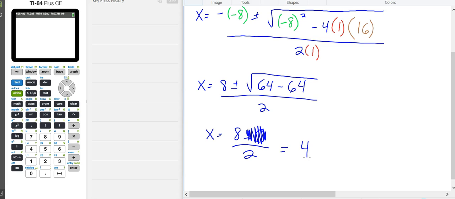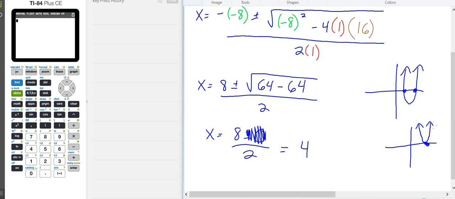How could it be that we have a quadratic function and it only crosses at one point? Most quadratic functions cross the x-axis at 2 points like this, they have two x-intercepts. This is called a double root. A double root occurs when the graph just touches the x-axis at one point. This graph would cross the x-axis at just x is equal to 4. Let's graph it and see how that would look.